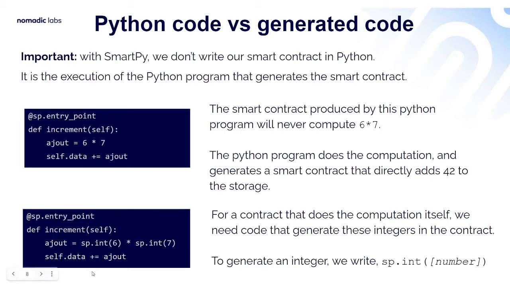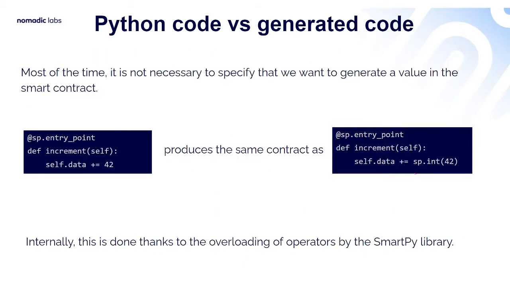So this contract will actually compute 6 times 7 in the contract itself, whereas this one will do the computation during the generation, during the execution of the Python code, and will include the number 42 directly in the contract. So sp.int of 6 means generate the integer 6. We saw that we can use sp.int to generate an integer, but most of the time it is not necessary to specify that we want to generate a value in the smart contract.